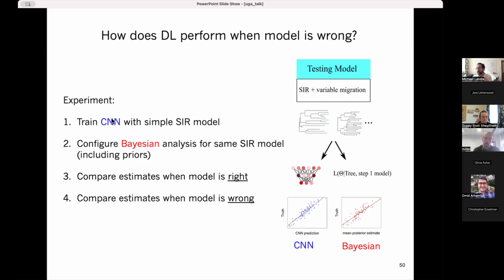And what we can do is now that we have two separate inference methods, and they are both targeting the exact same model, we can then ask how each method performs when we apply them to data sets whose model assumptions match the inference method's model assumptions. So when the model is right. We can then also ask how our methods behave when we apply them to data sets that were simulated under slightly different model assumptions, when we violate model assumptions, when we introduce model misspecification. Do they misbehave in the same way or do they misbehave differently?